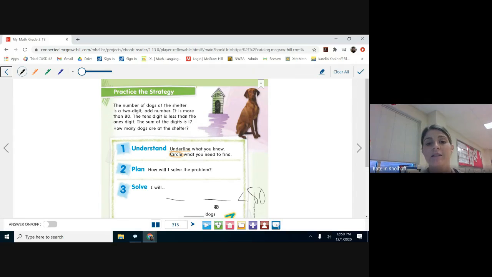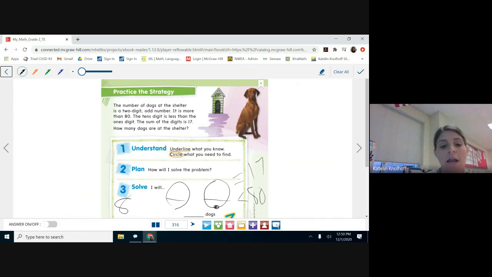The tens digit is less than the ones digit, so that means this number right here is less than this number right here. The sum of the digits is equal to 17. So the sum of these two numbers is equal to 17. Well, right there, I know that there are only two numbers that add together to get 17. And those numbers are 8 plus 9. Okay? So that's our first step, is finding out what two numbers we're using.